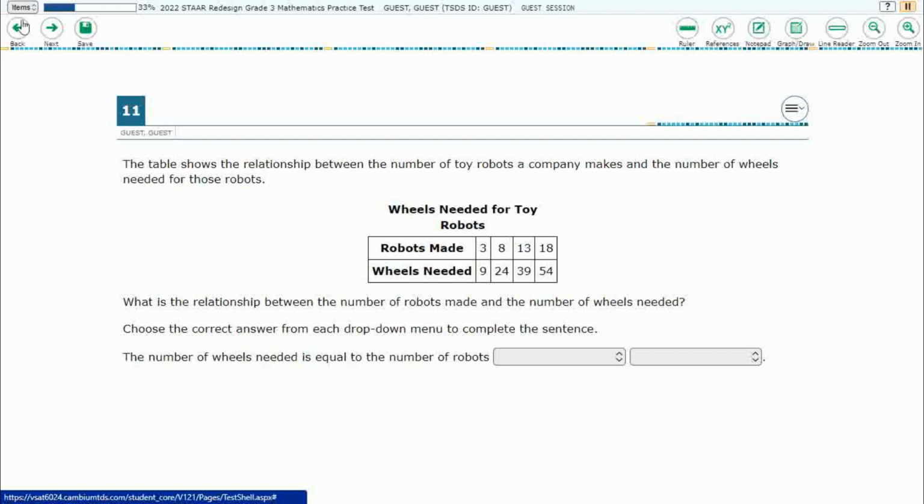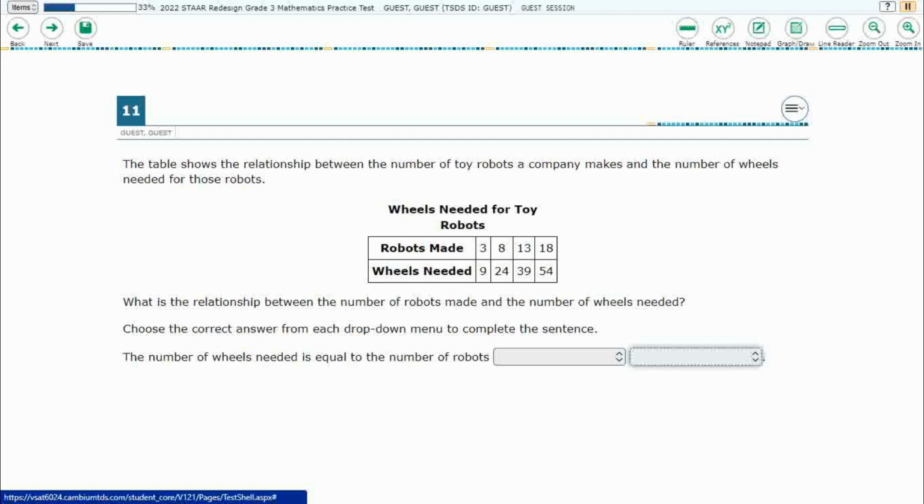So the table shows the relationship between the number of toy robots a company makes and the number of wheels needed. All right, so this is a horizontal table, so we need to be looking up and down. So we need to find what the relationship is. And look at this, we've got an inline choice. We've got two choices there, plus or times. Then we've got four choices there, 3, 5, 6, or 15.